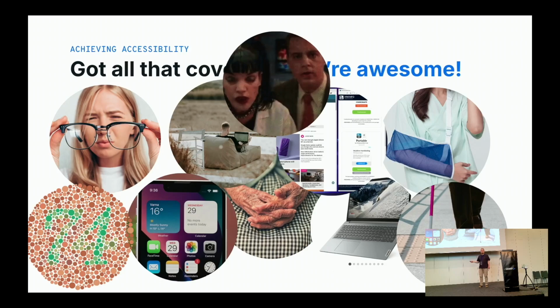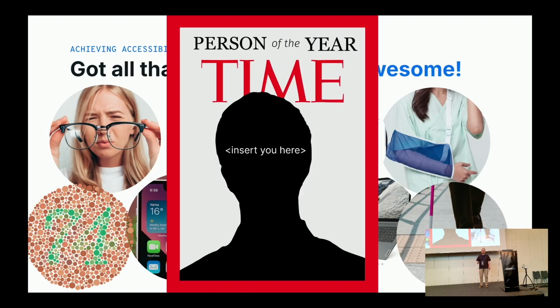So, okay, you got that covered as well. Then you're super awesome. Like, we are truly the person of the year. This is already significantly better than 95% of all websites and application UIs out there. And it's not that difficult. And you're not just providing for those with disabilities, you're providing for the person on the beach, and you're providing for the person who broke their arm, and so on. So you're awesome.